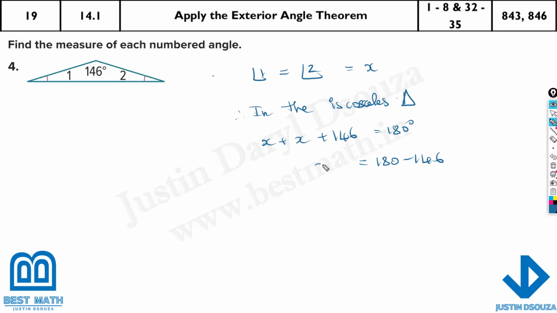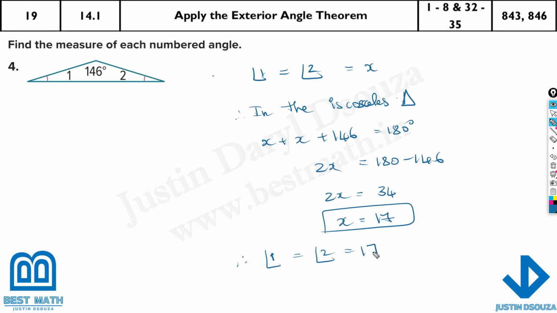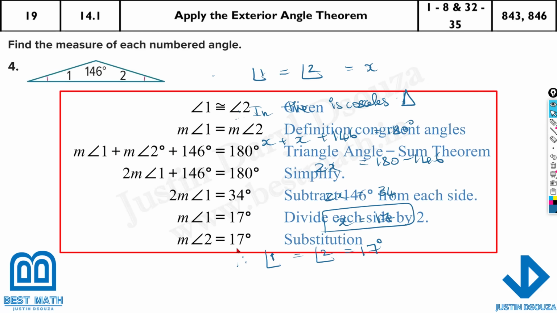What about here? x plus x is 2x. So 2x will be equal to 34 degrees. So x will be equal to half of it, that is 17. So x is 17. So therefore measure of angle 1 is equal to measure of angle 2 is equal to 17 degrees here. Just do 180 minus 146 and half of that will be the answer. Here we go.